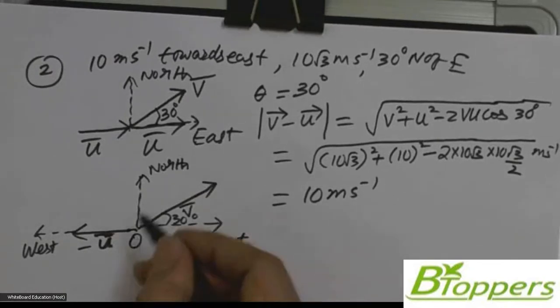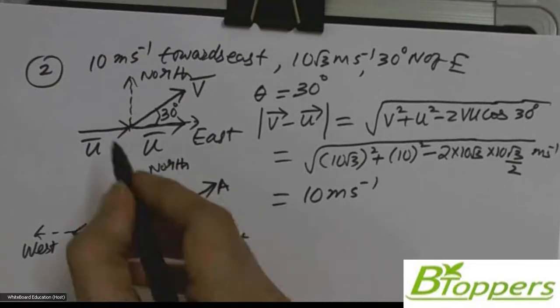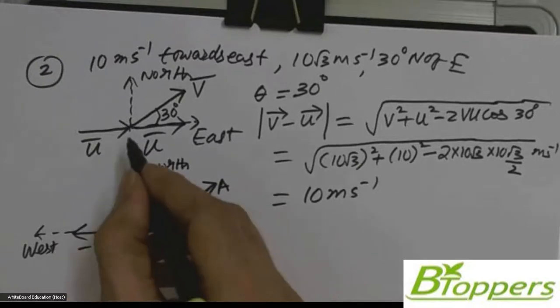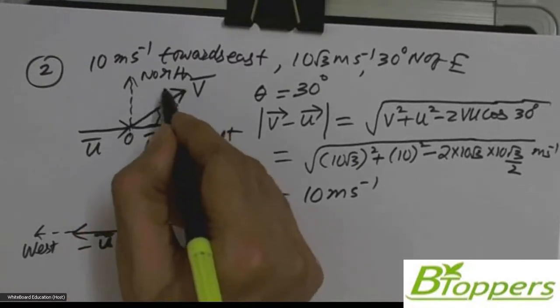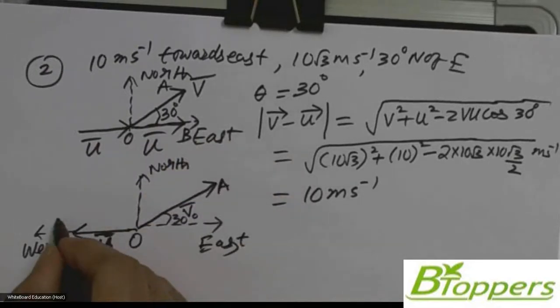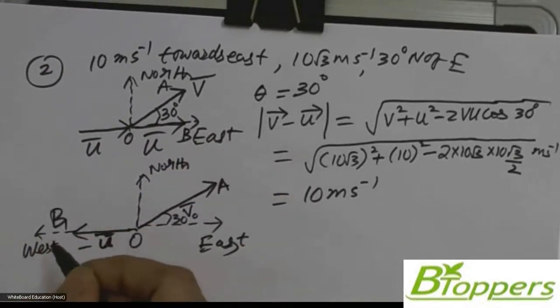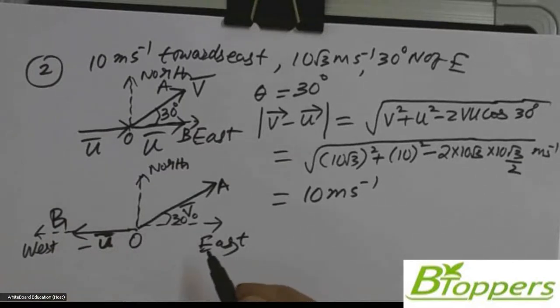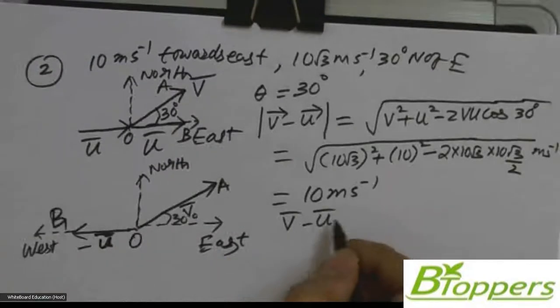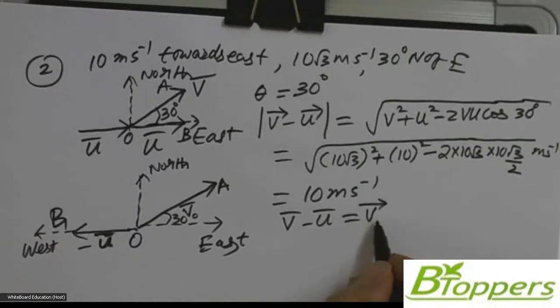So the directed line segment OA bar represents the vector v bar. And OB bar represents the vector u bar. The directed line segment OB1 bar represents the vector minus u bar. So the change in the velocity vector, v bar minus u bar, can be written as v bar plus minus u bar.